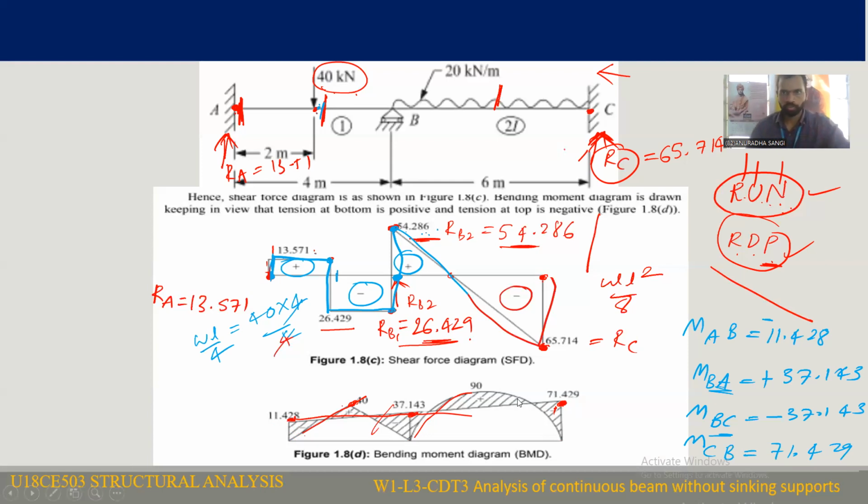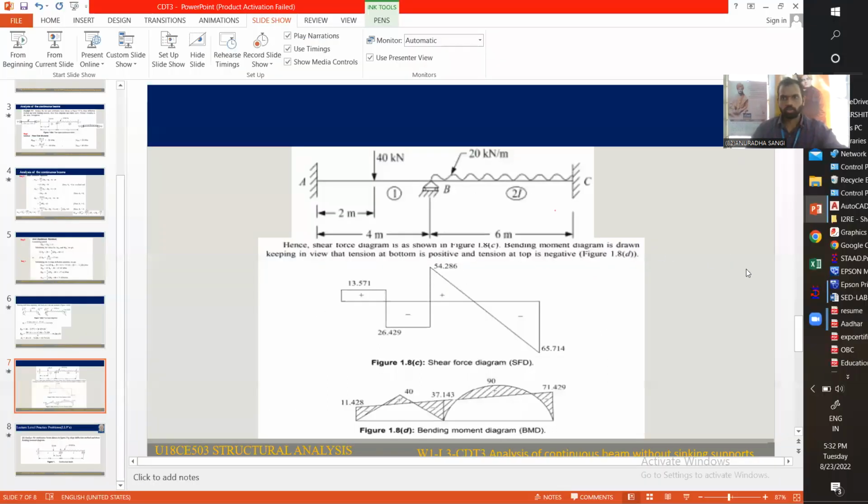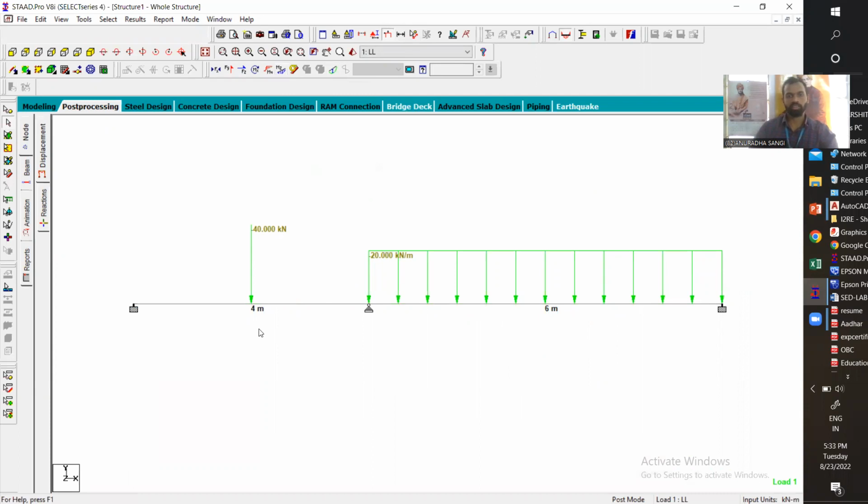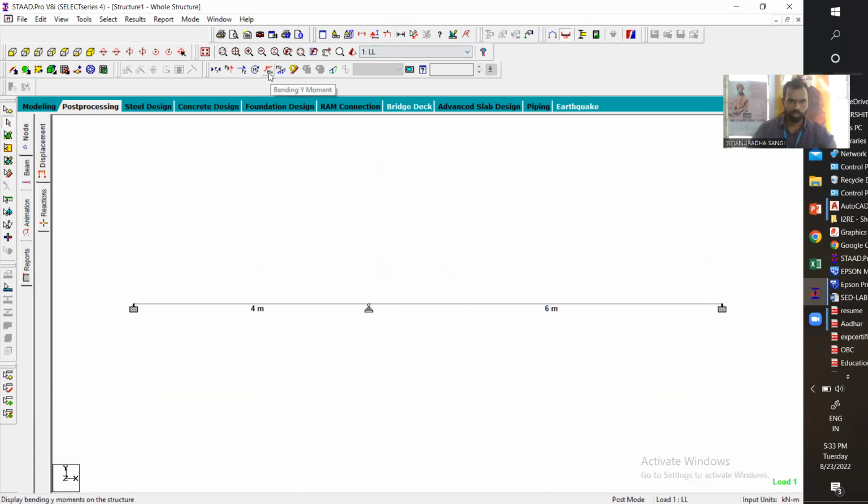Now I want to show you the same thing in STAAD Pro. This is the given diagram. This is fixed and this is also fixed. First span is 4 meters, second span is 6 meters. The first span is subjected to a 40 kilonewton load and the second span is subjected to 20 kilonewton per meter. Now we will see the variation of bending moment diagram.